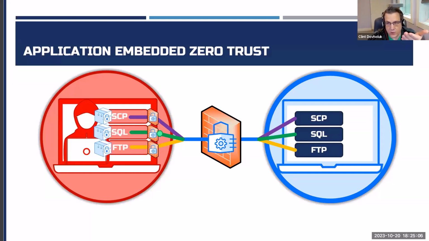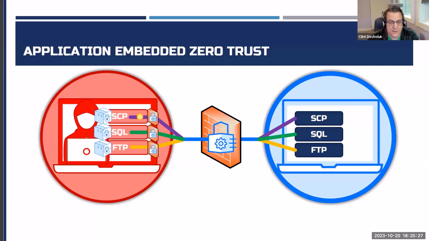If the SQL server wants to, it's permitted to. If the FTP wants to, it's permitted to, obviously. So now what happens if the SCP application tries to send traffic to that FTP application? The SCP application has no idea how to send traffic to FTP. It doesn't even know how to get there. As they say, you can't get there from here.